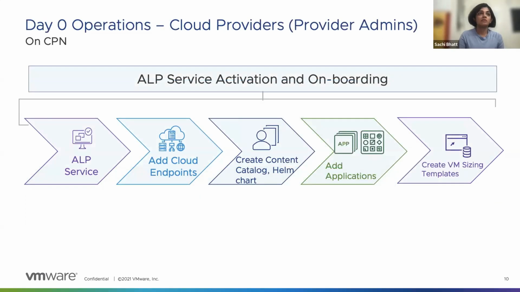So on a high level, these are the 5 steps the provider is going to perform. Enable service. This is a one-time operation for the provider, where they click on that ALP icon and then just launch the service. Add the cloud endpoints and create a catalog. Add the applications. It can be VM or container-based applications. And in the end, just create sizing templates.